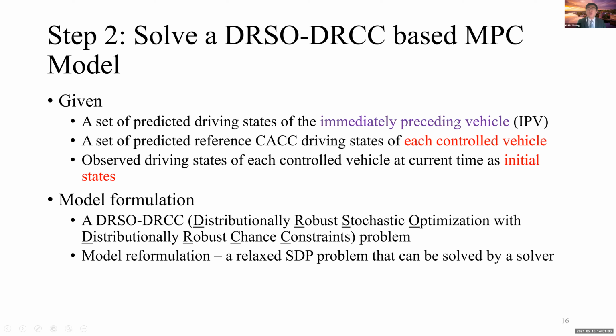And this vehicle really constrains us for the next prediction horizon, the next 5 seconds. We also have a predicted reference driving, CACC driving states, for each controlled vehicle. We want our controlled vehicle to try to get close to the reference. Of course, we have the current initial states, where each controlled vehicle is at the current time. So we formulated the problem called distributionally robust stochastic optimization, also with a distributionally robust chance constraint problem.